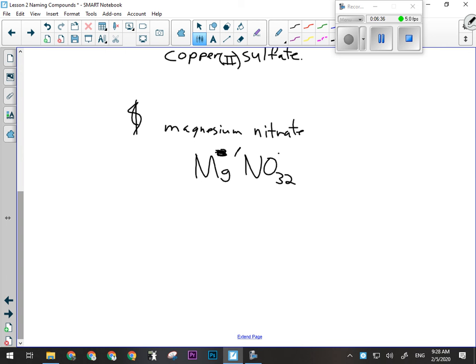So I do this. I just put brackets around it, just like you would in math. Now that 2 multiplies everything in the brackets. There are 2 nitrates now, as opposed to 32 oxygens, which is a lot different. Okay? So that's something new.